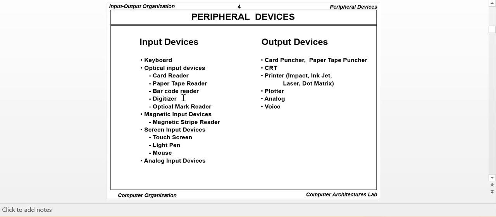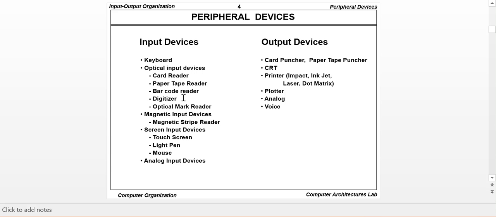Output devices include the card puncher and paper tape puncher. These devices were used in olden days; nowadays we don't have them. And then you have the CRT, which is the cathode ray tube, or your computer monitor. In those days we used to have a big monitor with a CRT tube. Nowadays we don't have CRT; we have LED monitors which are very sleek in nature. And then you have the printers. The printers can be dot matrix, inkjet, laser, whatever it is.